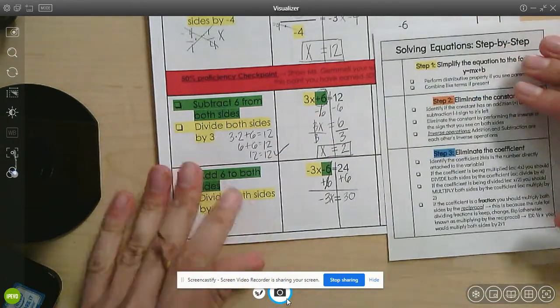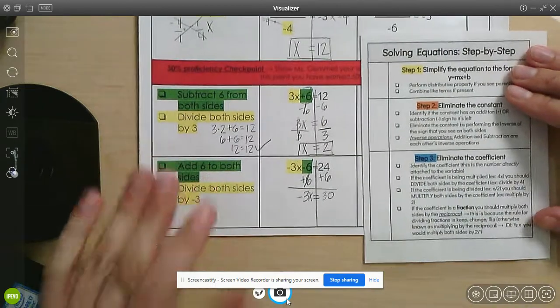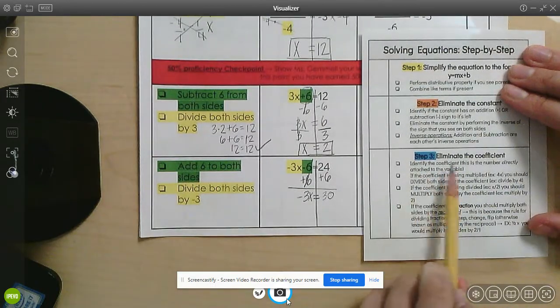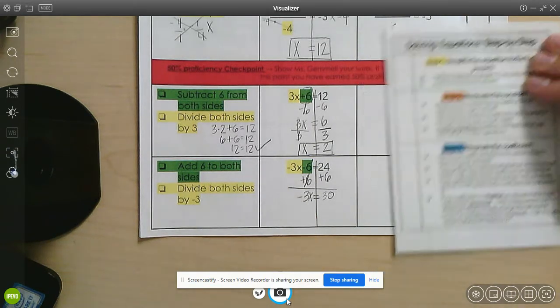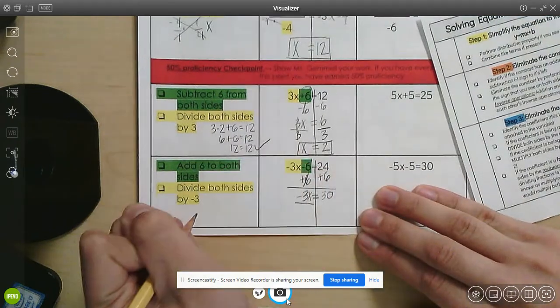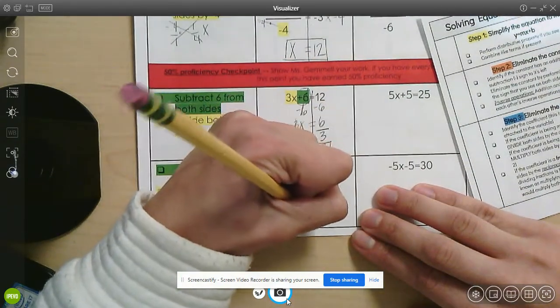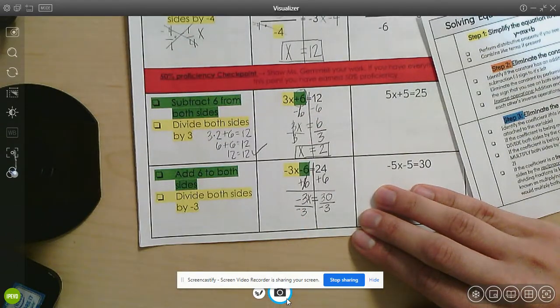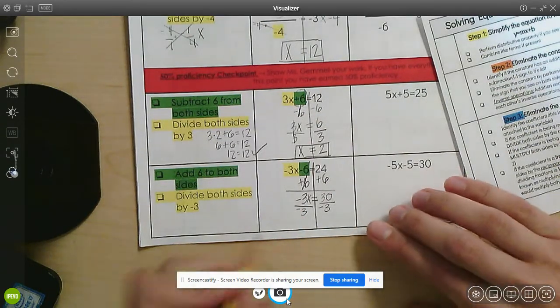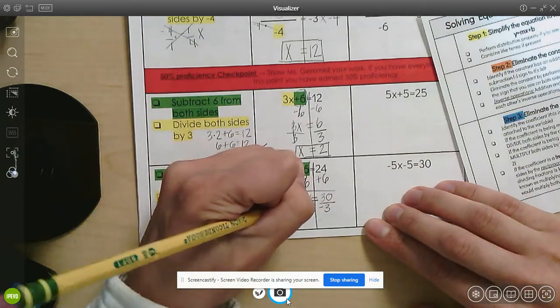All right, step 3. Eliminate the coefficient. Identify the coefficient. This is the number directly next to the variable. If the coefficient is being multiplied, which it is here, you should divide both sides by the coefficient. So for this one, I'm going to divide by negative 3. Don't forget to divide by that negative, okay?